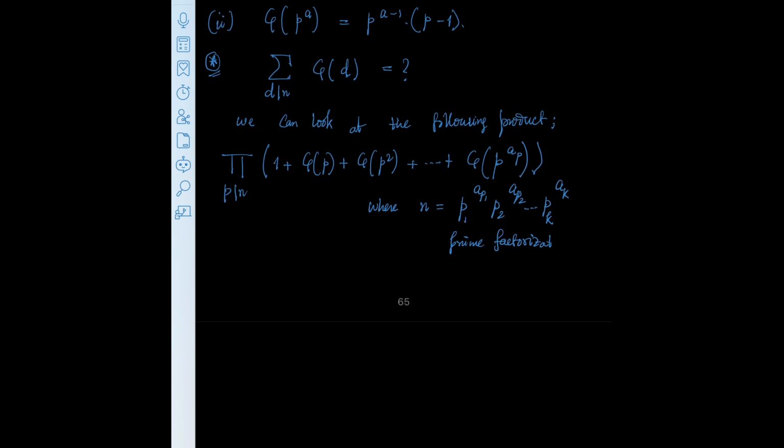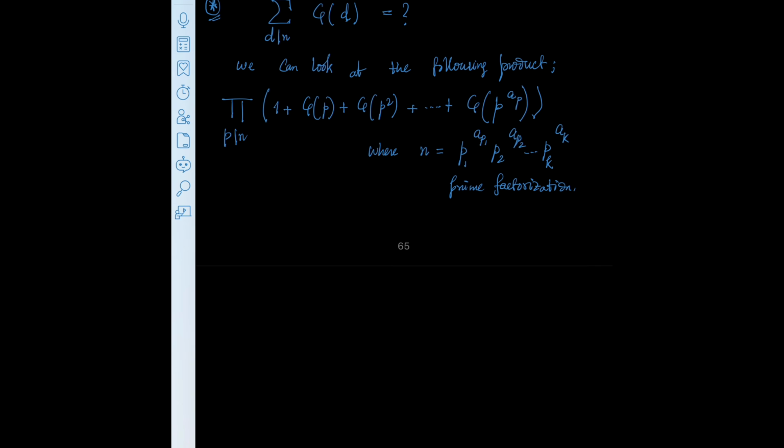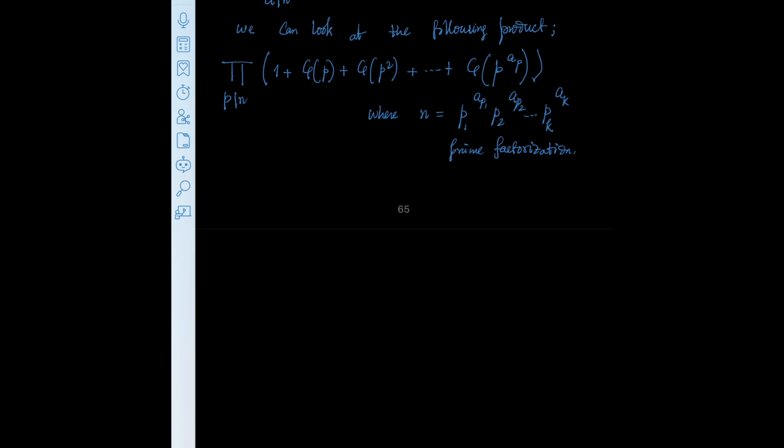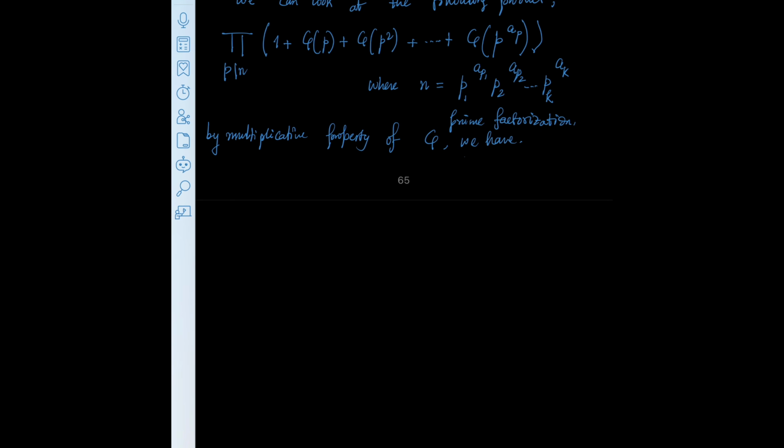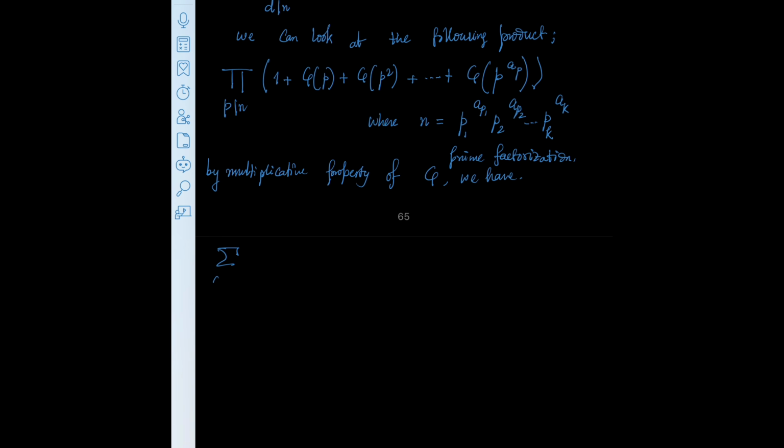This is the well-known prime factorization of a number. Let us just compute it, because we know the value of phi at p to the power of any power. By the multiplicative property of phi, I want you to think that if you compute this product, it exactly gives you the summation over d dividing n of phi of d.